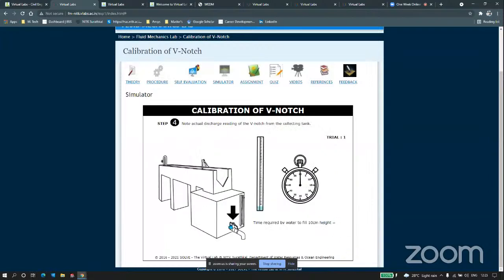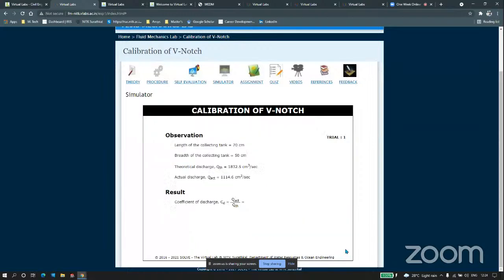I click on next. Then it is asking me to note the actual reading of the V notch from the collecting tank. So actual discharge I have to calculate right now. The time required for the water to fill 10 centimeter of height is given. Using this value, I have to calculate what the actual discharge is. I will enter some value. I'll get the actual discharge here.